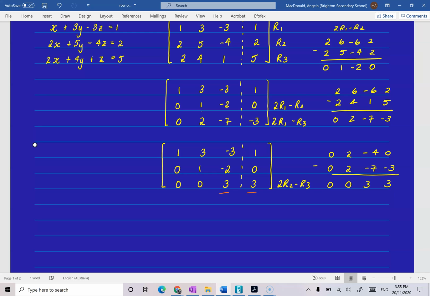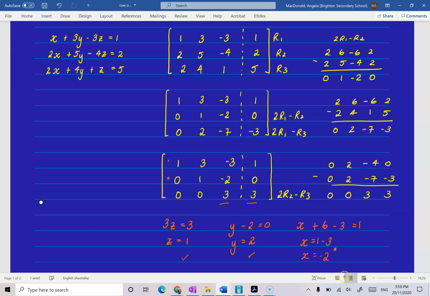Now, what this means is here, this is now 3z equals 3. So therefore z has to be 1. I now come back to row 2, and this is saying 1y, so we've got y take 2z, but z is 1, so minus 2 equals 0. Therefore, y equals 2. And now if we go back to the original, I've got an x plus 3y, but y is 2, so it's plus 6. Take 3z, and remember z was 1.